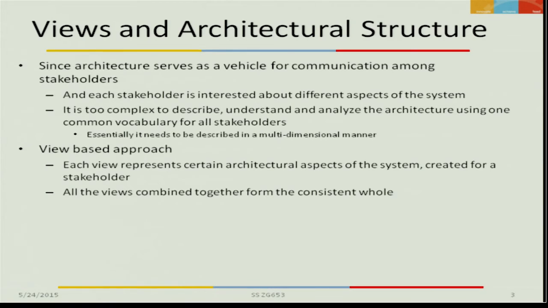Each view should represent a certain architectural aspect of a system, created specifically for one or more stakeholders. This is very important: if you have identified a set of stakeholders, ideally you should group them and then create a view for them. Architecture should consist of a set of views. All the views combined together form a consistent whole, meaning that when you consider all the views together and link them, it becomes the complete software architecture.